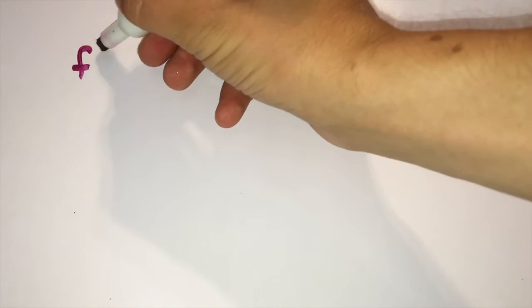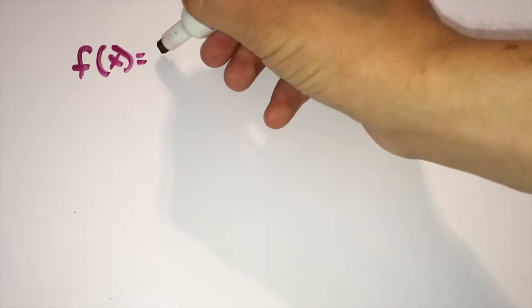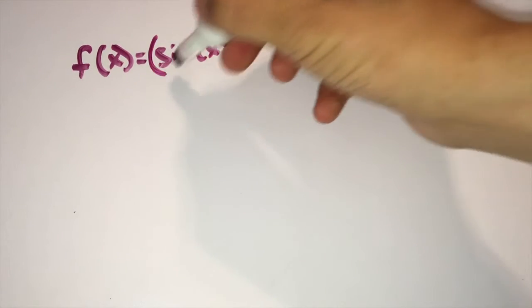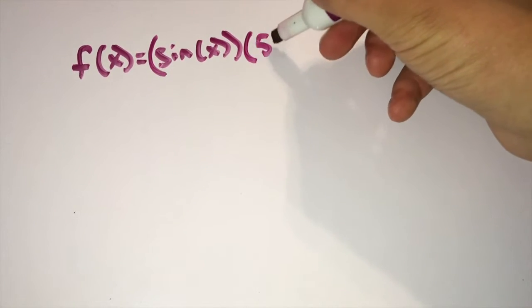Here's another problem. So we'll have f of x equals sine of x multiplied by 5x squared.